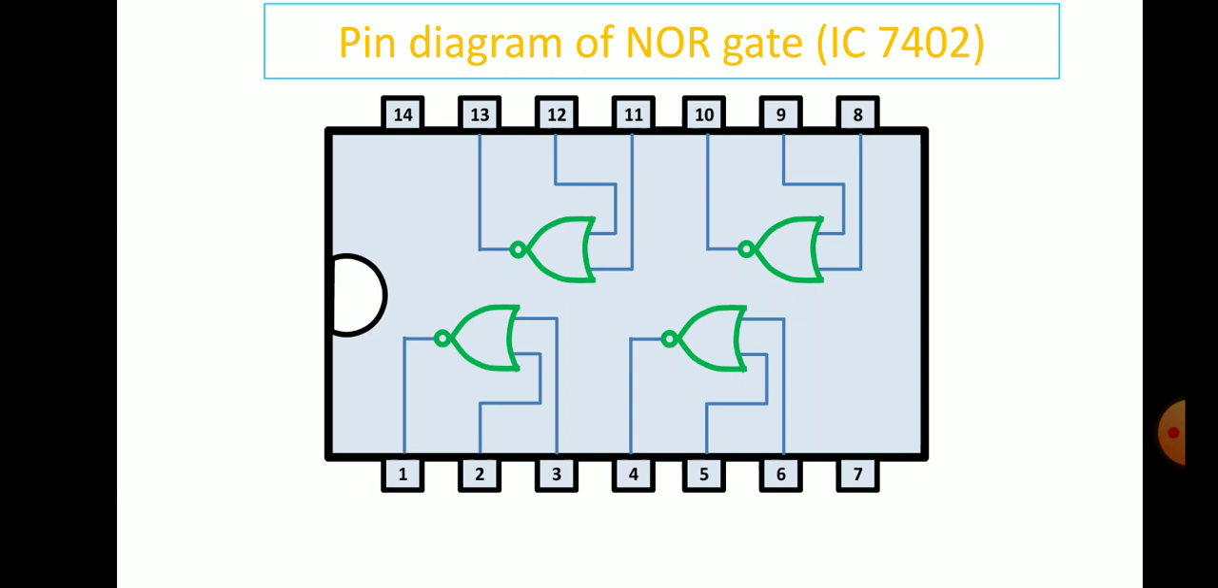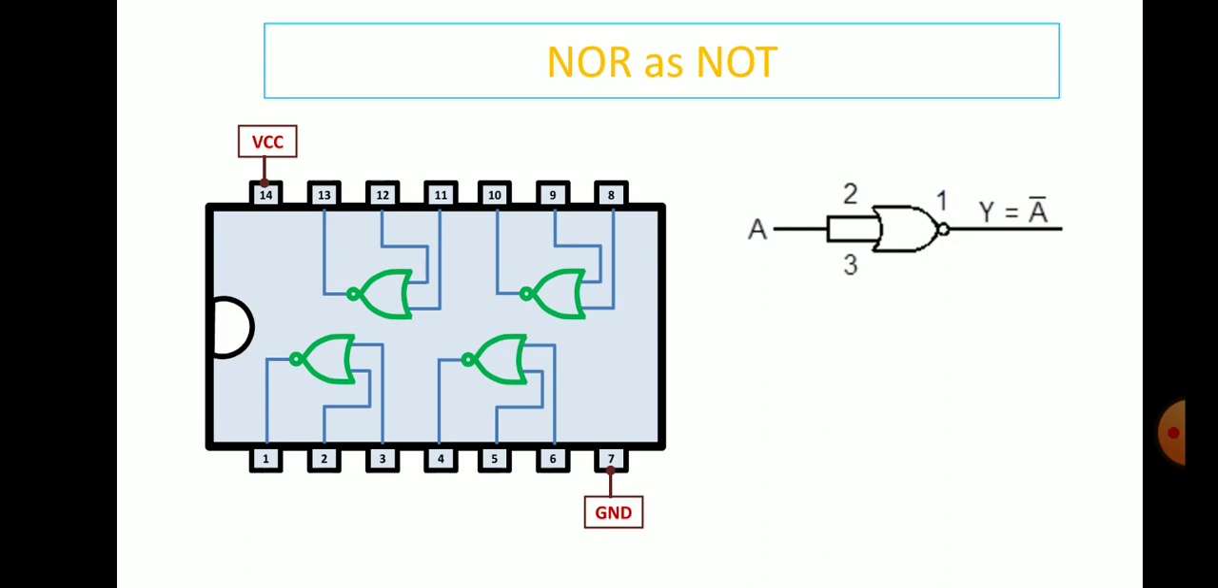So, let us enter into the experiment to proceed further. Here the power supplies are connected to this IC. We are much familiar with the circuit diagram, its configuration and also the electrical connections. What we have to do is connect pin number 2 and 3. This is the input A. Output will be taken from pin number 1.